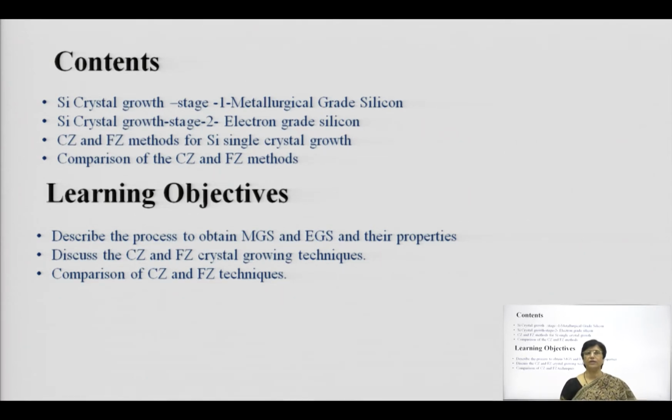The learning objectives are describing the process of silicon growth, which starts with MGS and electron grade silicon preparation, and finally you will be able to compare both the crystal growth processes, that is the Czochralski crystal growth process and the float zone process. So, comparison of both the processes which are available for silicon growth.